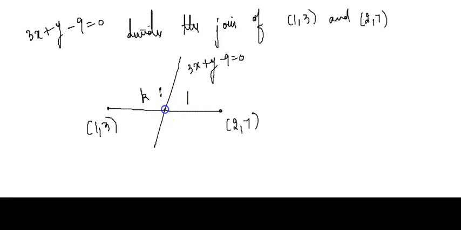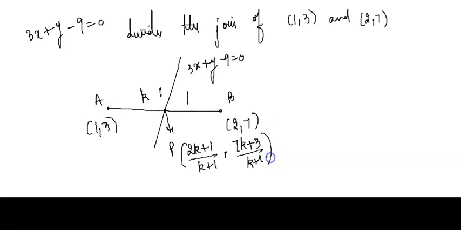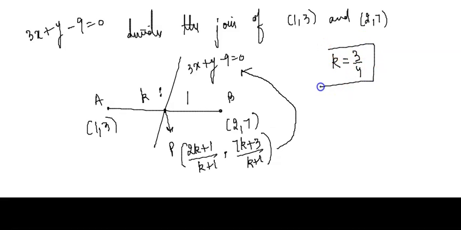So if you find this coordinate P using the section formula, let's say this is A and B, then the coordinates of P will be (2k plus 1) by (k plus 1) and (7k plus 3) by (k plus 1). Now since this point lies on this line, you just substitute this in place of x and y and calculate k. If you calculate k, it comes out to be 3/4. That means the required ratio is 3/4:1, or we can say 3:4.